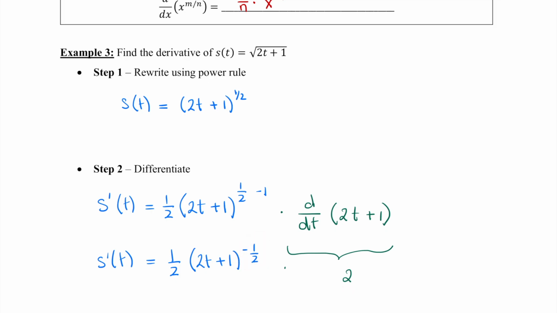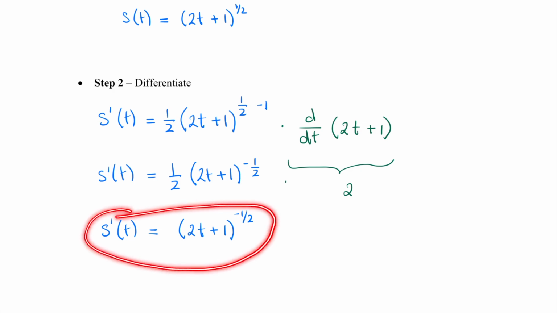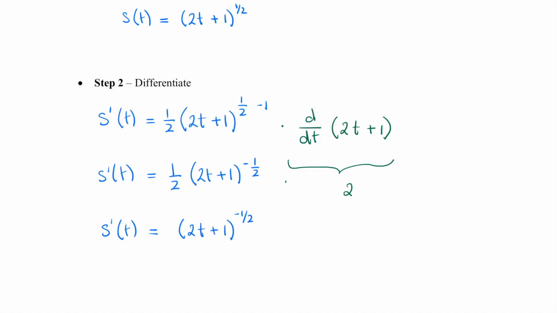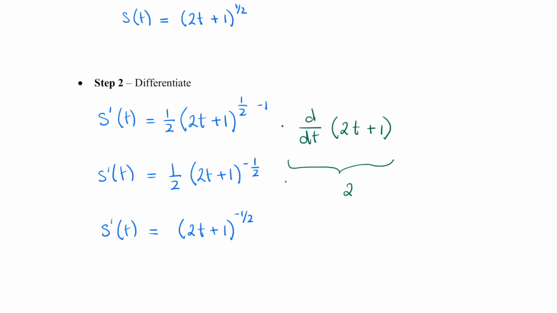Now we need to simplify this. 1 half times 2 is 1. So s prime of t equals 2t plus 1 to the negative 1 half. If the question only asks for the derivative, this answer is acceptable. But sometimes they ask for non-negative exponent and non-fraction exponent. If that's the case, then you have to rewrite this.